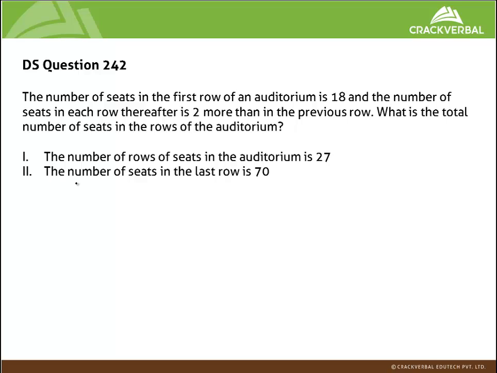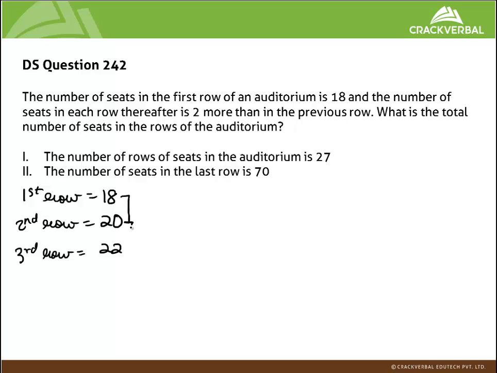Another approach of solving this question is to use the concept of an arithmetic progression. Now here the first row contains a total of 18 seats. The second row consists a total of 20 seats, 2 more than the first row. The third row consists a total of 22 seats, 2 more than the second row. So 18, 20, 22 and so on represents an arithmetic progression with common difference 2.